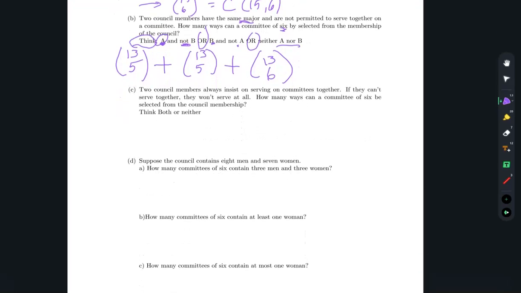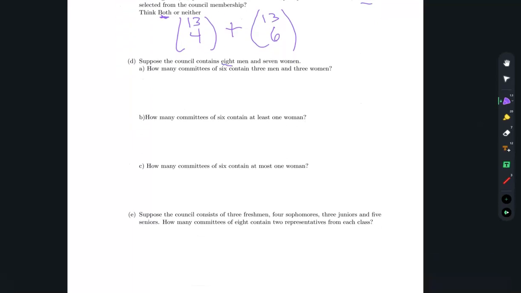Okay, so let's look at 2 council members. They have to be together. So we've either got both of them or neither of them. If they're both on the committee, out of the 15 people, we only have 13 to choose from. And we're only looking to add 4 more because it's a committee of 6. Or if I choose neither of them, I've kicked those out of the choices, so there's really 13 choices, and I pick all 6 people.